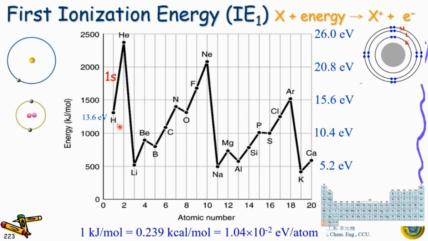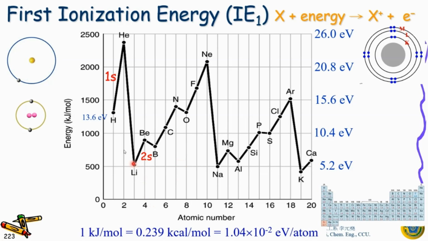The size is bigger. So if you think of hydrogen and lithium, the size is bigger, so the energy will be low. This electron is far away from the center of the nucleus. So the energy of lithium will be low. The first electron, right? Okay.